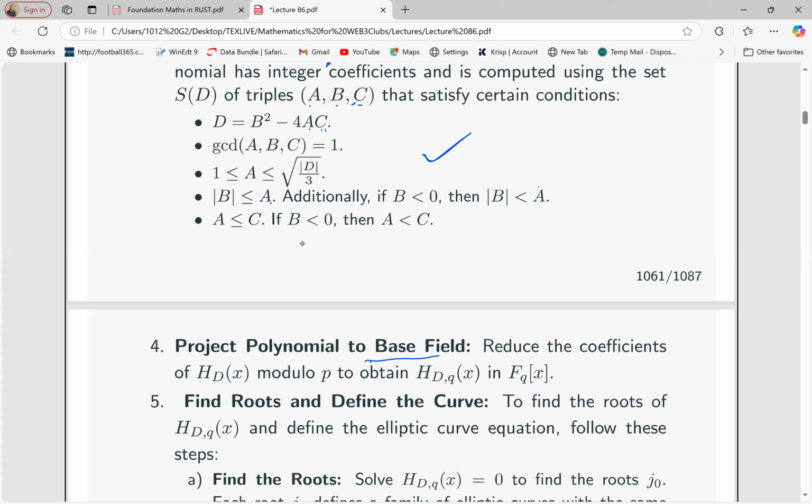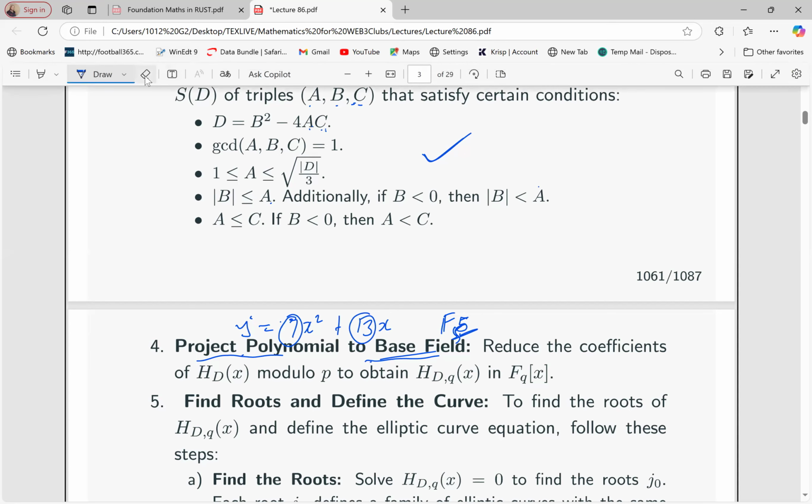What we are doing is that our polynomial would have integers that are larger than the base field. Supposing our base field is 5, supposing our field is F5. And maybe a polynomial that you're getting is Y equals 7x squared plus 13x. I'm just giving an example. To project, you are reducing these coefficients mod 5. So that's what we'll be doing.